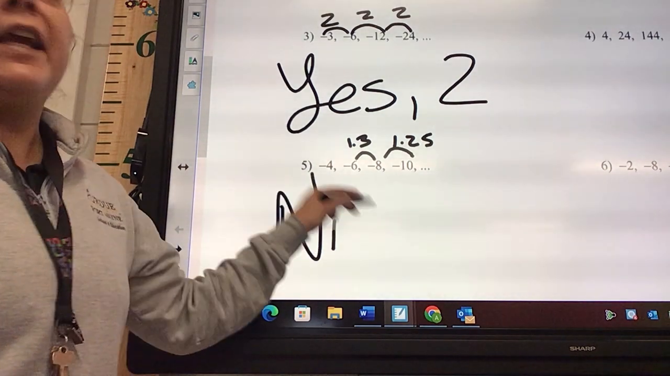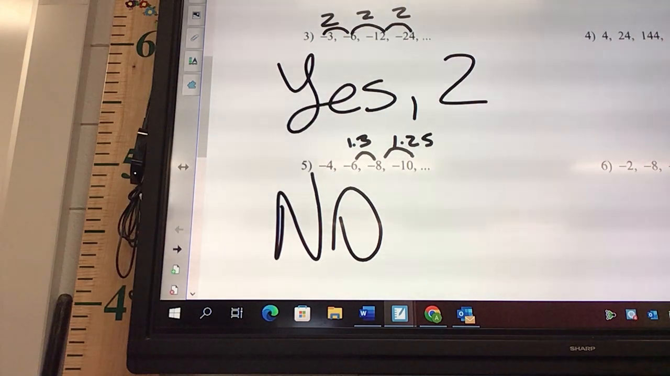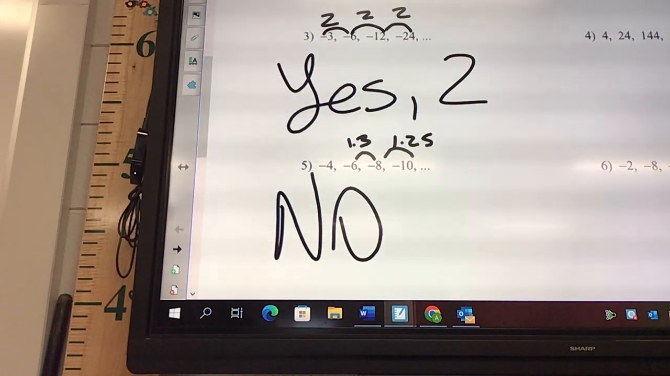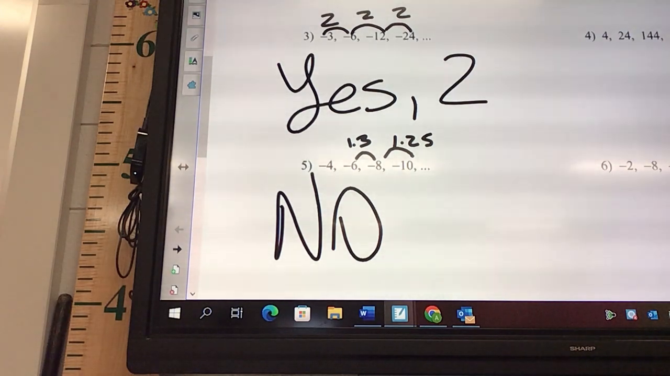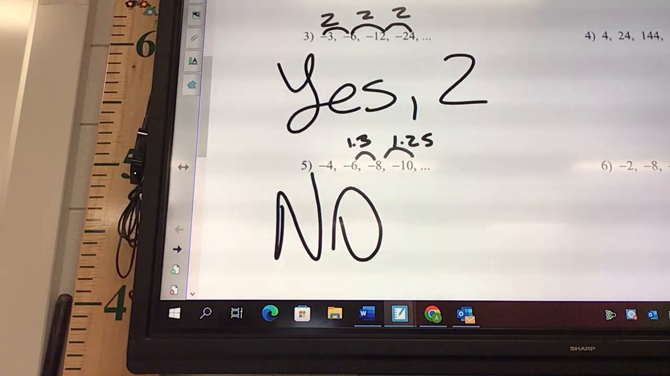Now, it looks like it would be a yes. Why does it look like it would be a yes? Because they're going down by 2. They're going down by 2s, but when we say going by 2s, that means addition or subtraction. And we're doing multiplication or division, okay?